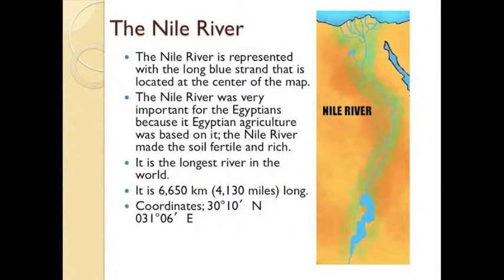The Nile River. The Nile River is represented with the long blue strand that is located at the center of the map. The Nile River was very important for Egyptians because Egypt's agriculture was based on it. The Nile River made the soil fertile and rich. It is the longest river in the world.